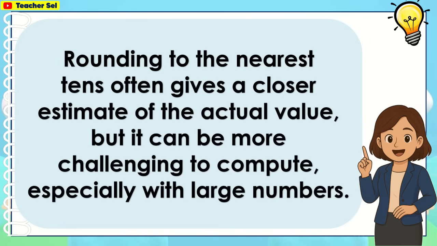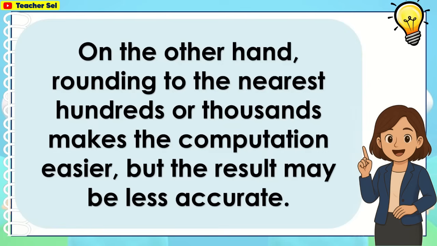Rounding to the nearest tens often gives a closer estimate of the actual value, but it can be more challenging to compute, especially with large numbers. On the other hand, rounding to the nearest hundreds or thousands makes the computation easier, but the result may be less accurate.